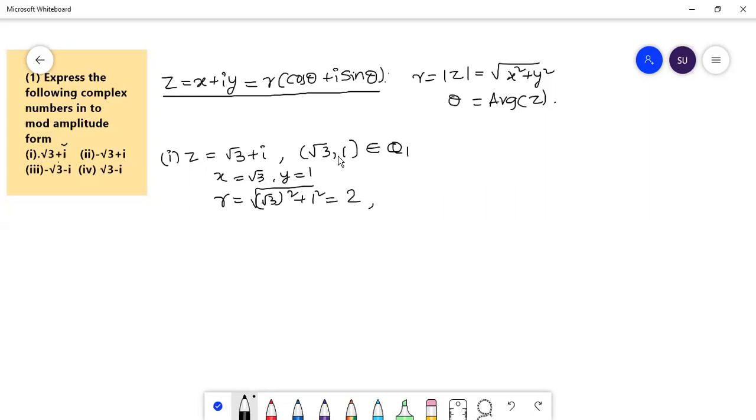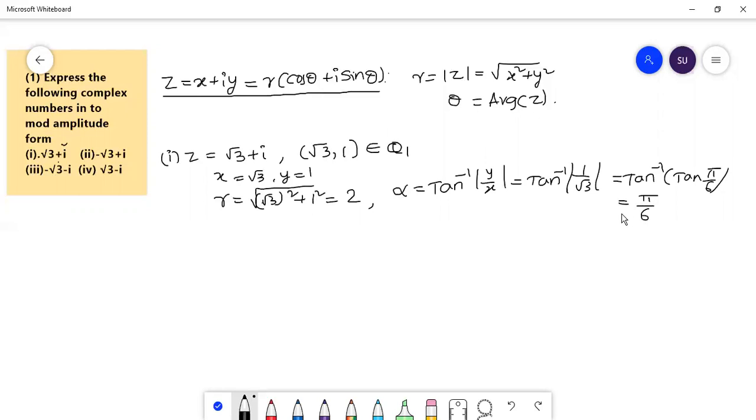In order to convert into mod amplitude form, we should find an acute angle, that is alpha is equal to tan inverse mod y by x, which means tan inverse 1 by root 3. Whether it is positive or negative, you will get positive only because of the modulus. Tan inverse 1 by root 3 is nothing but tan 30, pi by 6. So alpha is equal to pi by 6.